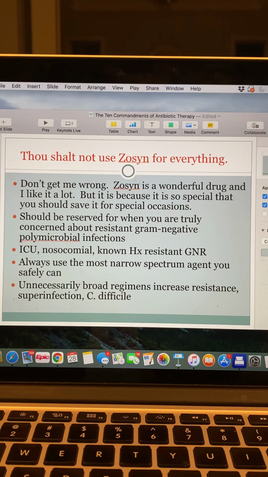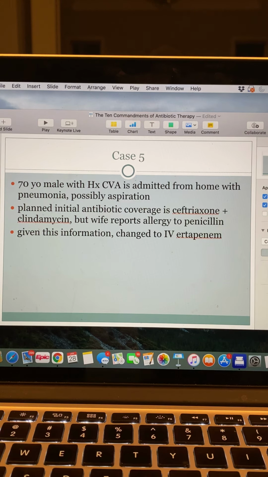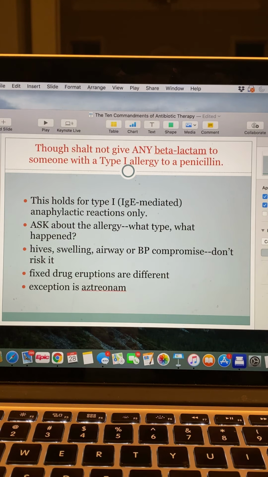Another misconception is anaerobic coverage for aspiration pneumonias. The majority of the time, you don't need anaerobic coverage for aspiration pneumonia unless you have somebody with a lung abscess. Case 5 is a 70-year-old male with stroke. He's admitted from home with pneumonia, possibly aspiration. So he's started on ceftriaxone and clindamycin, but he has a history of allergy to penicillin. Given this information, antibiotics are changed to IV ertapenem.